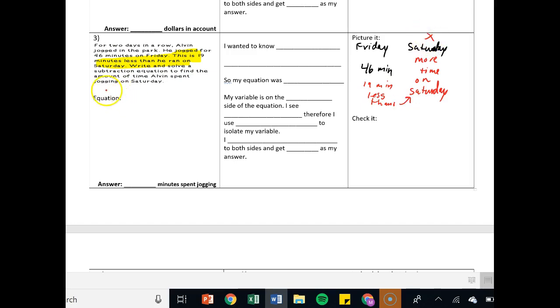That's our x, right? So we could say x, Saturday, minus 19 is equal to 46. And we've written a subtraction equation just like they told us, right? So this x represents Saturday's time, minus 19 is equal to Friday's time. That's basically what we've decided to do, right? So I want to know the time Alvin spent jogging on Saturday.